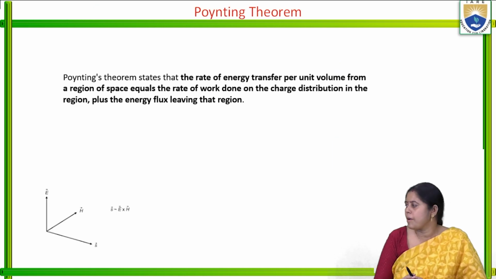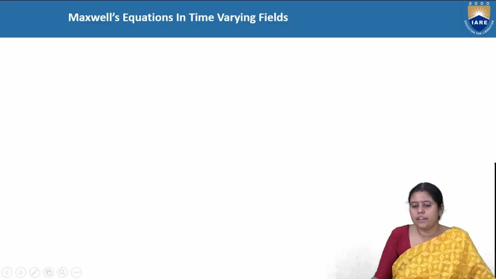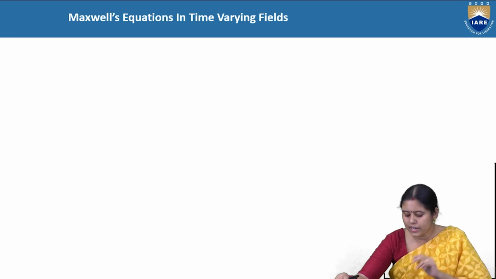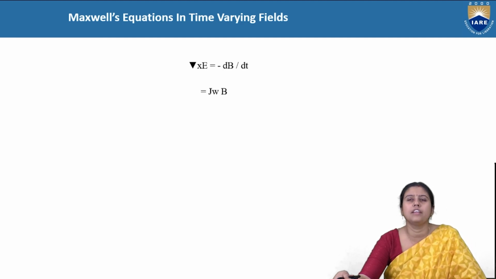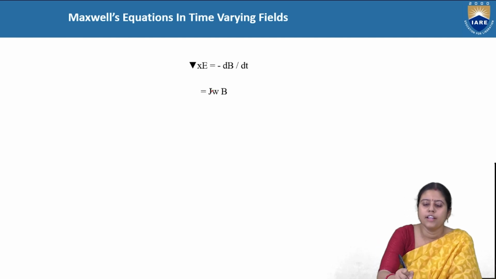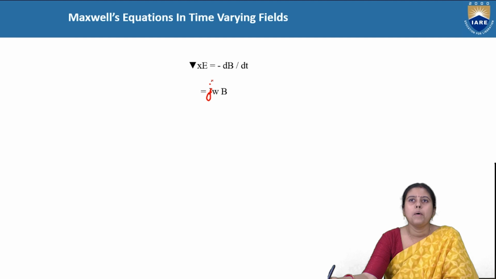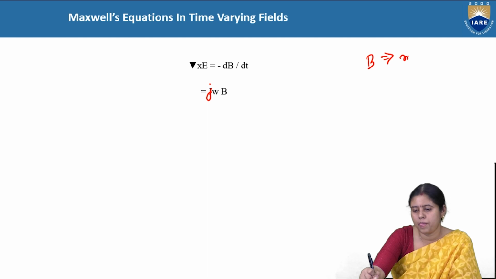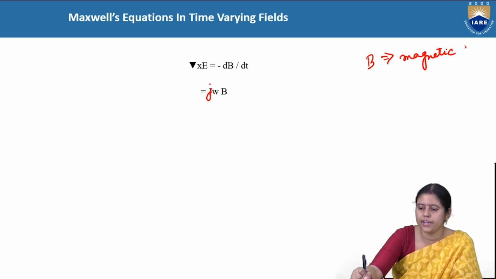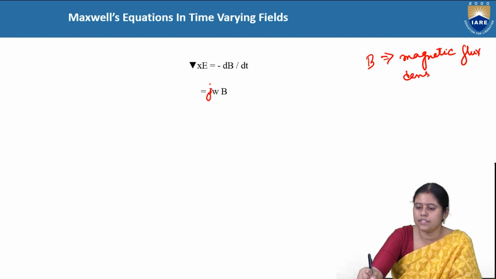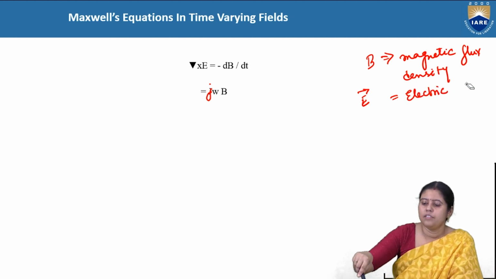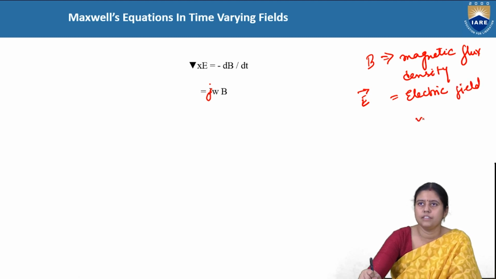Now we will discuss about the Poynting theorem. Next we will discuss about Maxwell's equations in the time varying field. What are Maxwell's equations in the time varying field? So in Maxwell's equations we got grad cross E is equal to minus dB by dt, where B is the magnetic flux density. And what is E? E is nothing but the electric field intensity.